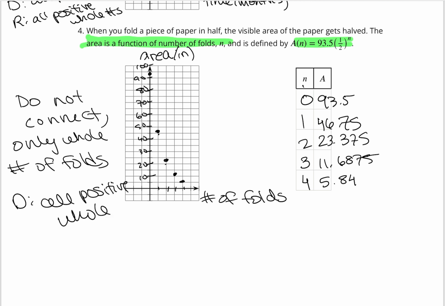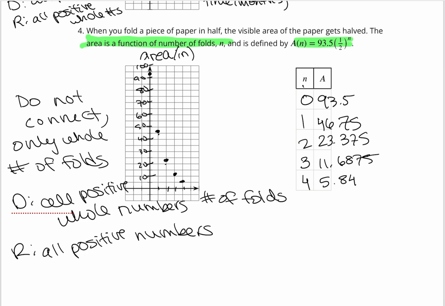And then possible range values. I'm rushing here because the bell's about to ring. The range is the area, so that would be all positive numbers, because area does not have to be a whole number, okay? All right.